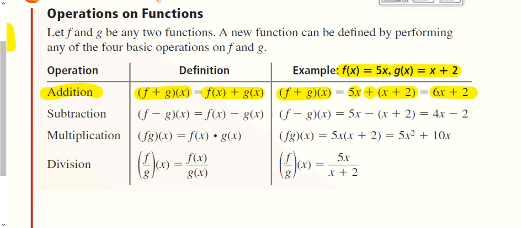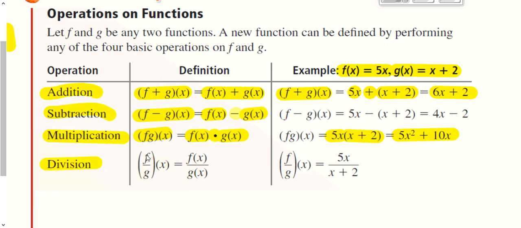The same thing goes with subtraction. If it says f minus g of x, that just means f of x minus g of x. So there's an example of that there as well. Multiplication, f times g of x just means f of x times g of x. So you're going to write down, in this case, 5x times x plus 2, and simplify that.